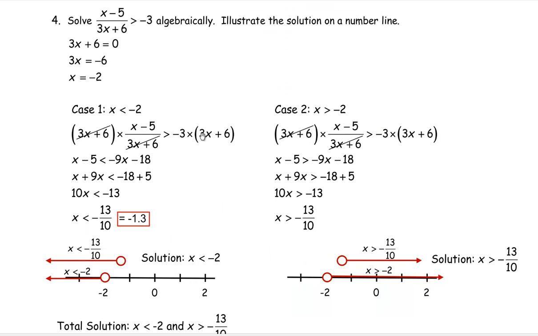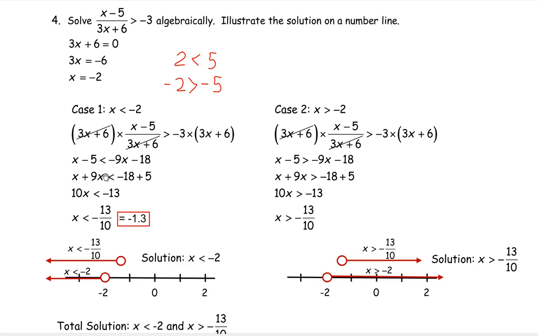So when we're multiplying by the 3x plus 6, that's actually negative, and this inequality switches directions. See, it's greater than there, it's less than here. And if you haven't seen this before, consider this. Here's a true statement, 2 is less than 5. If I multiply that by negative 1, then the 2 becomes negative 2, and the 5 becomes negative 5. And the only way I can make that a true statement is if I reverse the inequality. Negative 2 is greater than negative 5. So that's an example of how multiplying or dividing by a negative changes the direction of the inequality. So that changes to a less than.